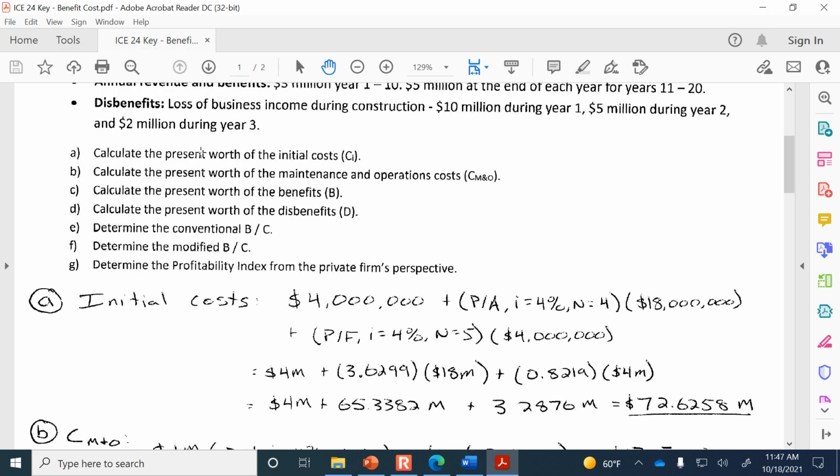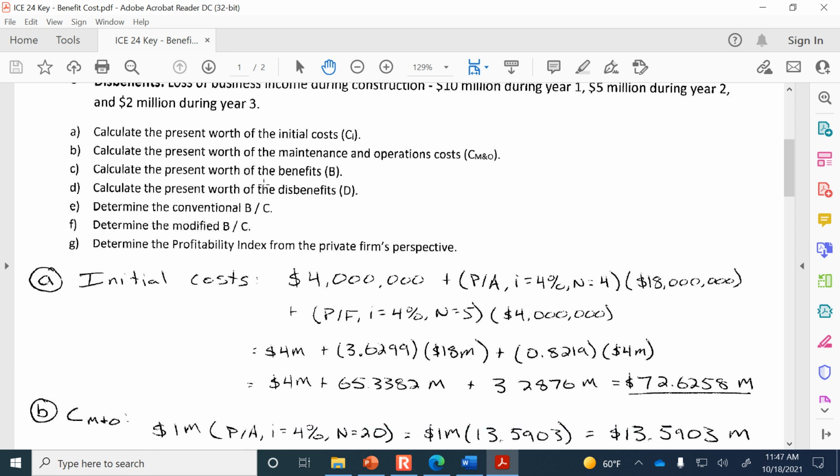All right, so we found the present worth of the initial costs. This is good practice, right? Maybe you've forgotten these time value of money problems. Okay, so now if we want to find the maintenance and operation costs, it is $1 million a year for 20 years. So there's 20 $1 million payments, and we multiply it by the P/A lookup factor, which is 13.5903 from the back table. And so that's 13.5903 million. That's the maintenance and operation costs.